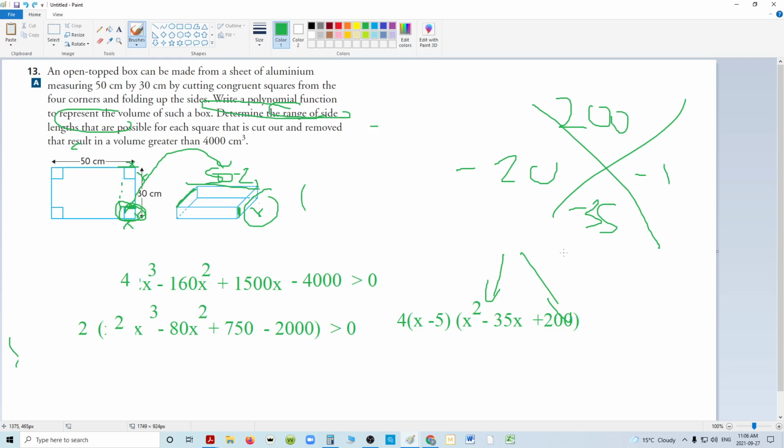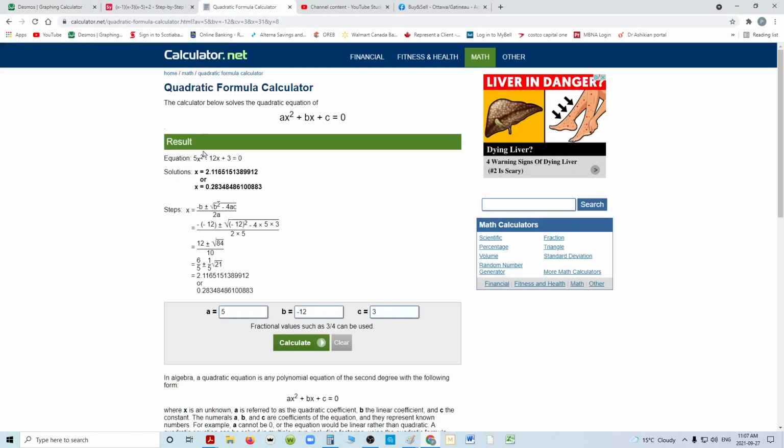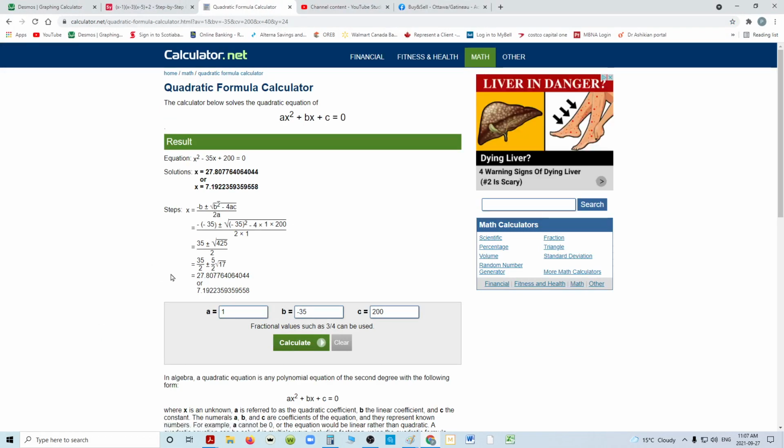That looks close. Make sure I got my factors right. Let's just continue. 35, 20, and 10 was very close. So we'd be looking for, let's let the quadratic equation solve it. 1, minus 35, and 200. Assuming I did all that right. Yeah, so I get odd ones after this.